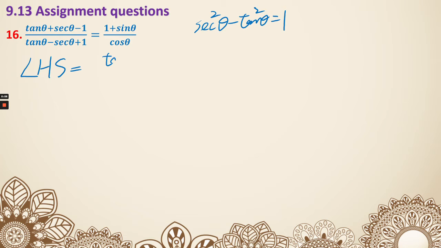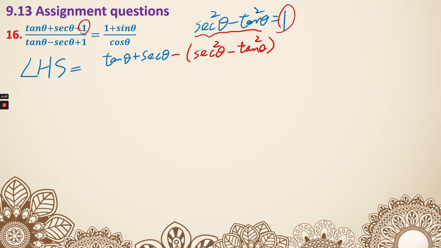I'm going to start my rewriting. Tangent theta plus secant theta, that stays the same. But I see there is a 1 right here. So I'm going to rewrite that 1 as secant squared minus tangent squared, so I'm going to do minus secant squared minus tangent squared. As for the bottom, I'm going to keep it the same for now. Tangent theta minus secant theta plus 1.